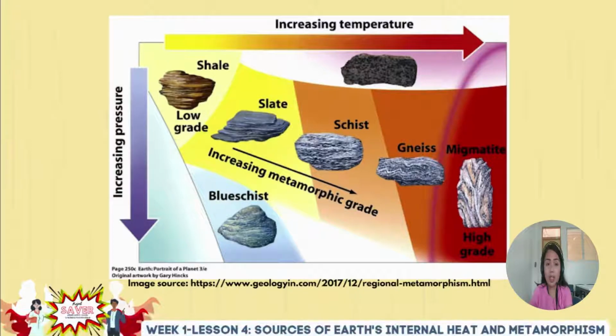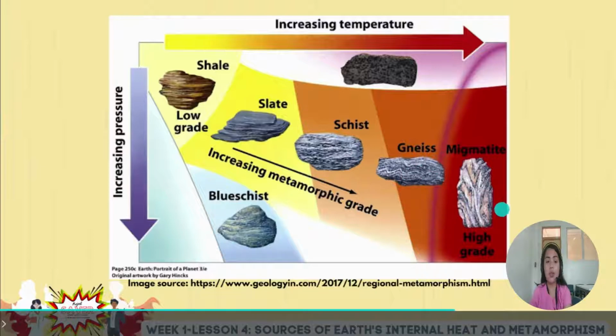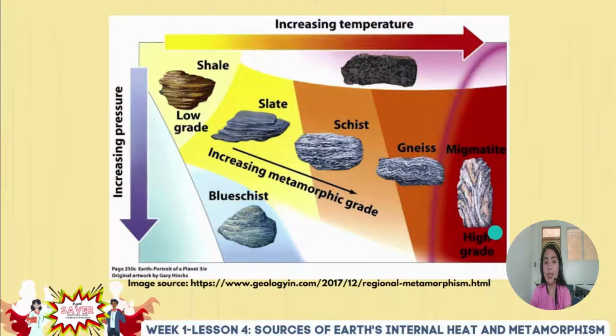So, ano ang epekto ng heat at pressure sa pre-existing rocks? The rocks change their form and type. Look at the diagram here. From shale to slate to schist to gneiss, and it becomes migmatite. You can see foliations in all these metamorphic rocks at mas visible kapag mas mataas ang heat at pressure.